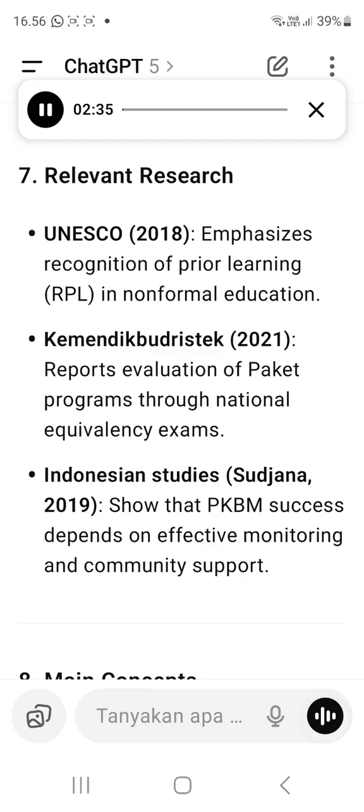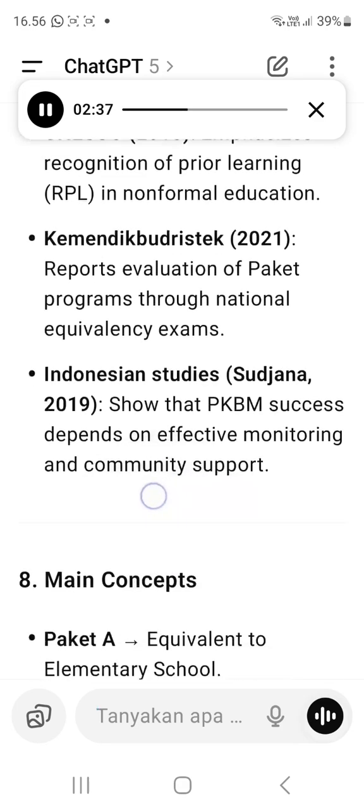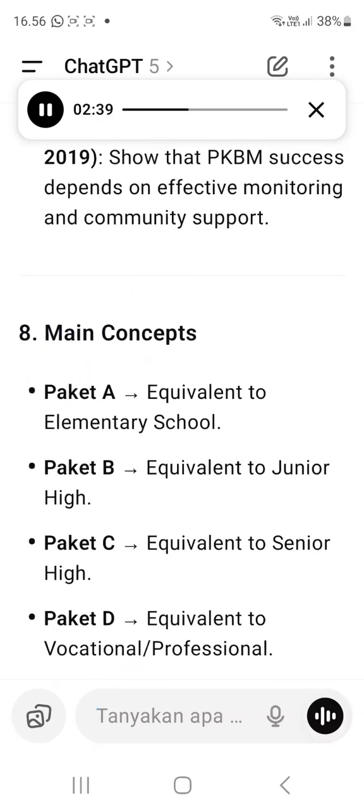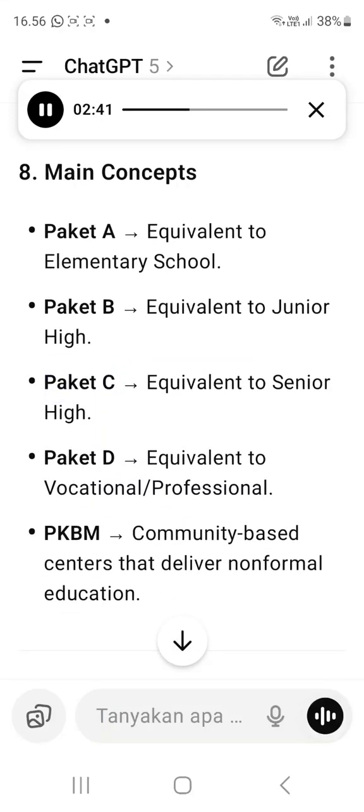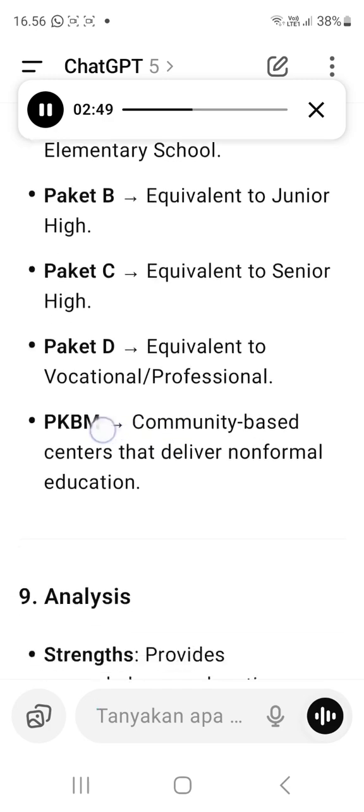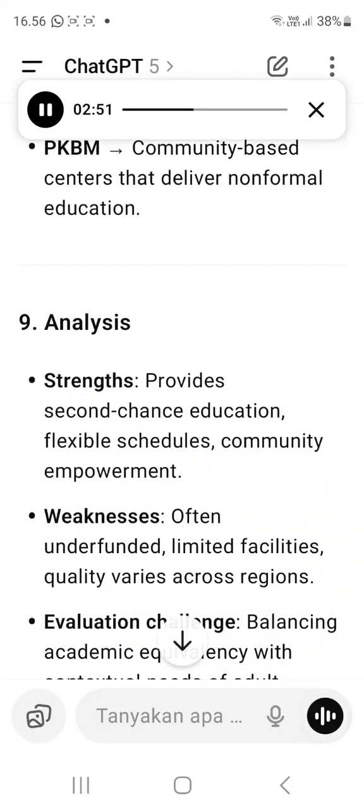8. Main concepts. Packet A, equivalent to elementary school. Packet B, equivalent to junior high. Packet C, equivalent to senior high. Packet D, equivalent to vocational professional. PKBM, community-based centers that deliver non-formal education.